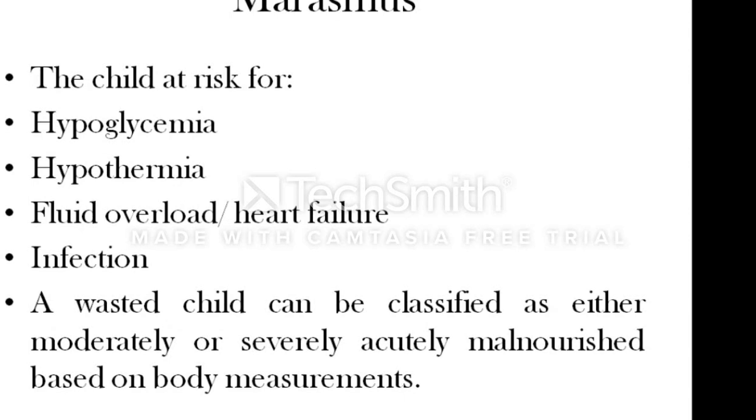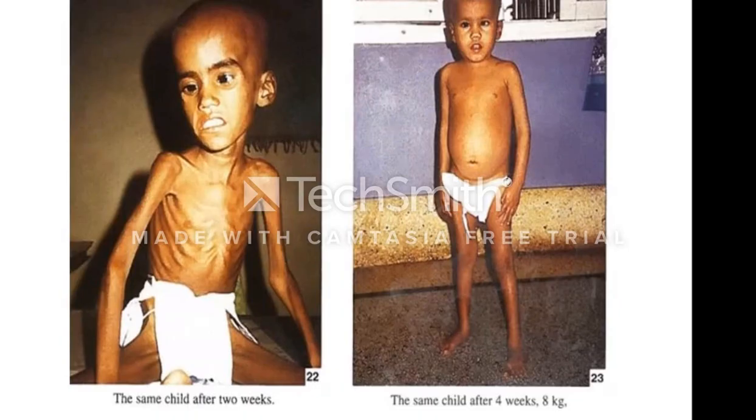The children are at risk of having hypoglycemia, hypothermia, fluid overload, and heart failure. Infection is what normally brings these children to you. A wasted child can be classified as either moderately or severely acutely malnourished, depending on the measurements. This is a marasmic child.